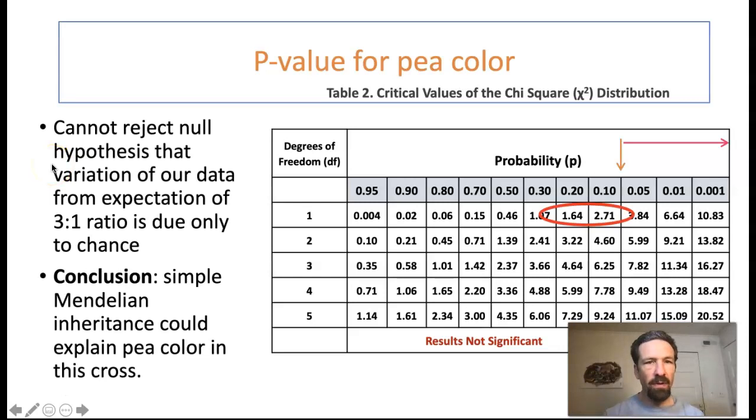So in this case, remember that our null hypothesis was based on an expectation of a 3-to-1 ratio, which we derived from our Punnett square, and then we said, plus that might be influenced by chance alone. We cannot reject our null hypothesis that this ratio plus chance alone is all that we need to explain our results. What this means then is that simple Mendelian inheritance could explain pea color in this cross. We do not need to invoke a more complicated genetic mechanism to explain it. So in this cross, that is a good outcome.